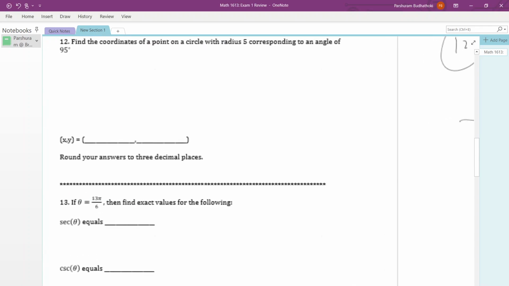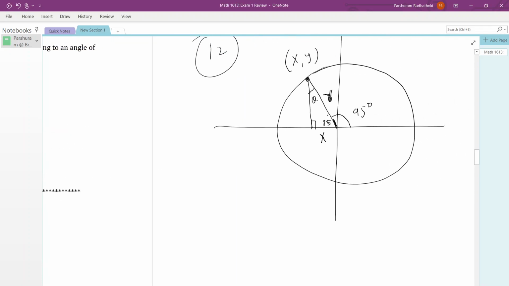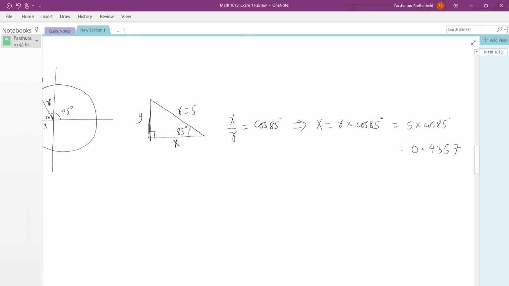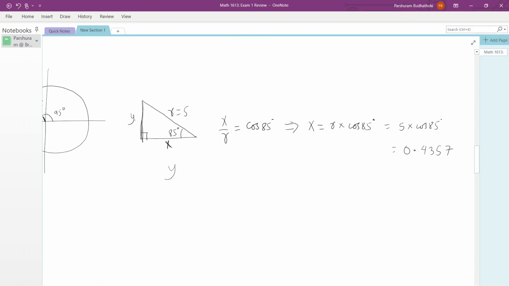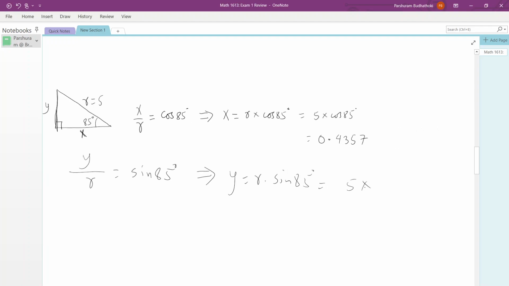Okay, so the x coordinate would be the negative of that value, which is negative 0.4357. And we can do the same thing. We can use the same right angle triangle here to find the value of y. Y, perpendicular over hypotenuse, is equal to sine of the angle. So y equals the radius times sine 85 degrees, which is basically 5 times sine 85 degrees. Whatever value we get here for y, that's the value we're going to use there.